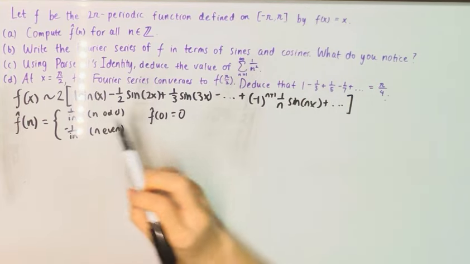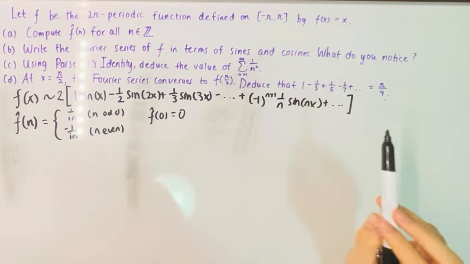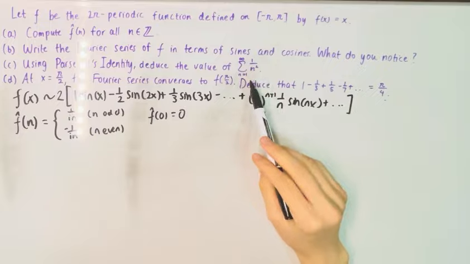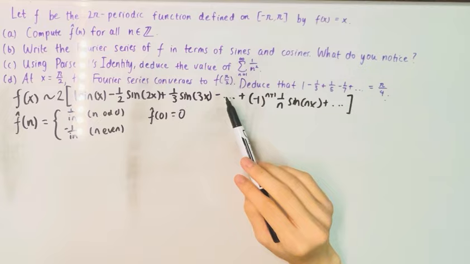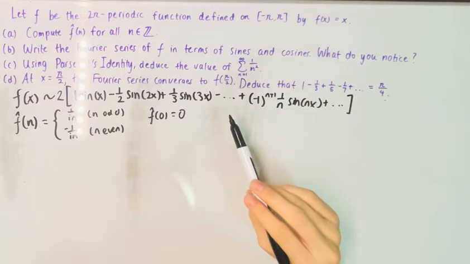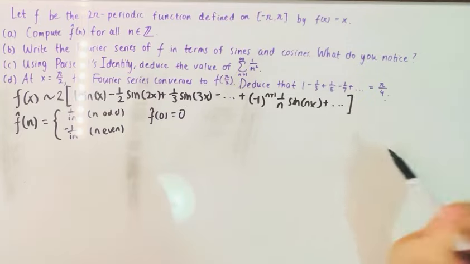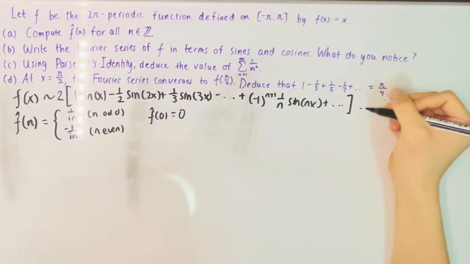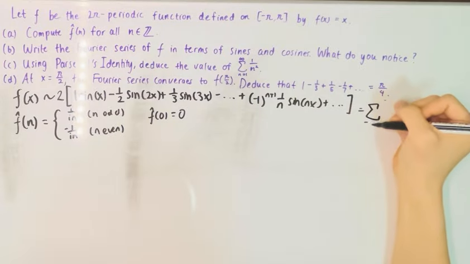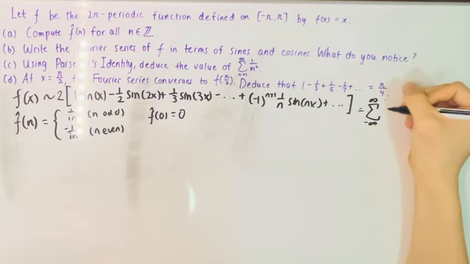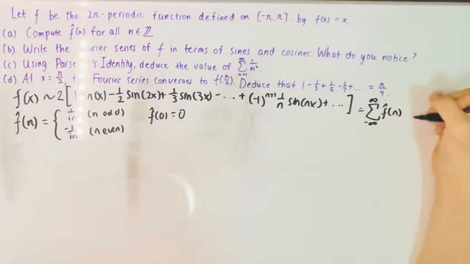Alright, so now let's do part C. Using Parseval's identity, deduce the value of the sum from 1 to infinity of 1 over n squared. And remember that from part B, we have that the Fourier series is equal to this, and recall that we can also rewrite this as the Fourier coefficient times e to the inx.